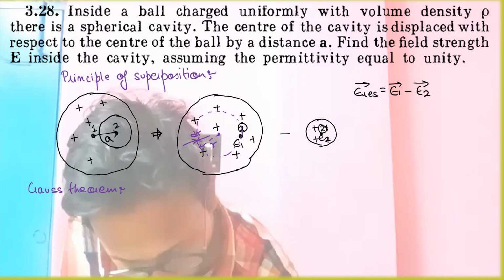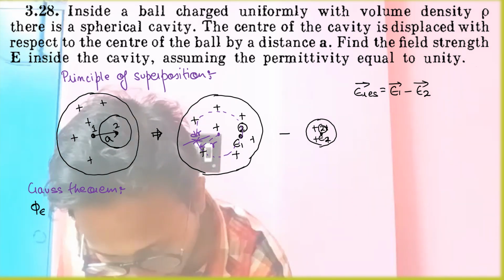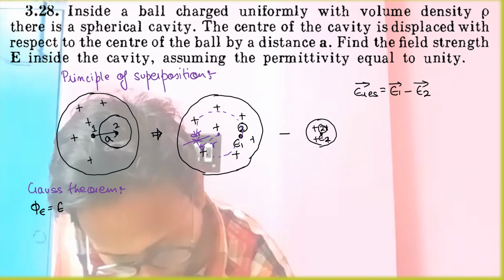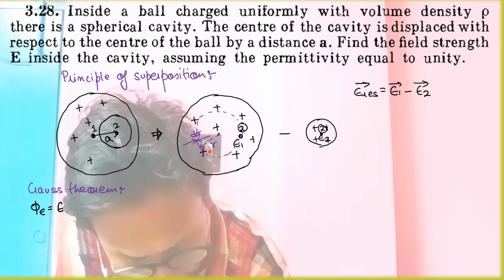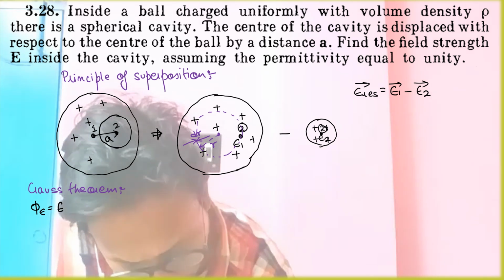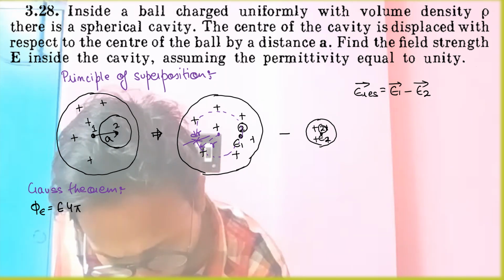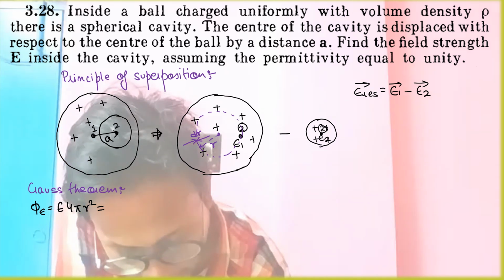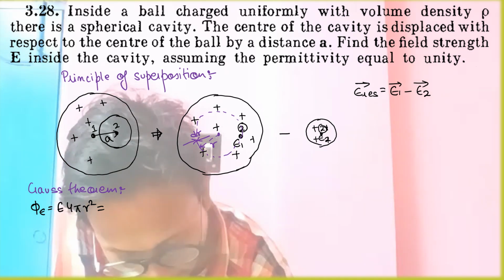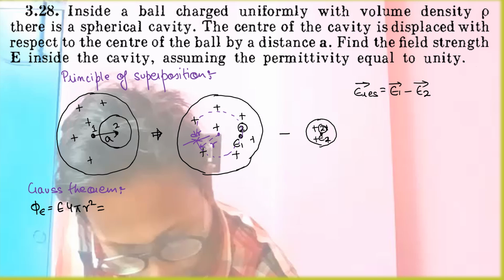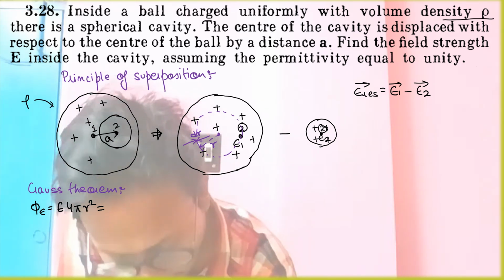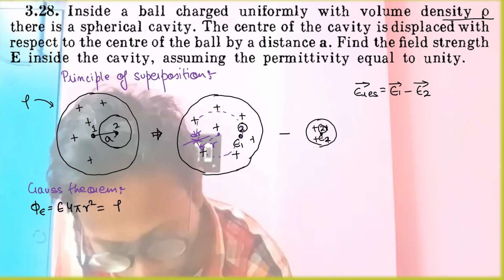So if I use Gauss law, electric flux is equal to electric field at that point times area. What is the surface area of this Gaussian surface? 4 pi r square. 4 pi r square is equal to q inside. What is charge inside? If volumetric charge density rho is given, charge inside is nothing but rho into volume.